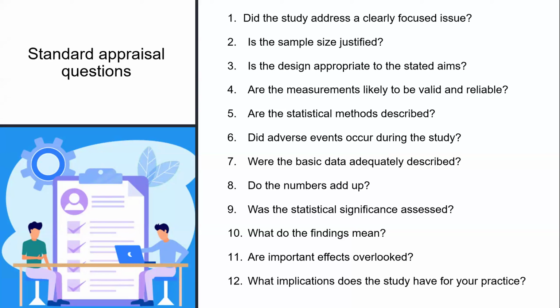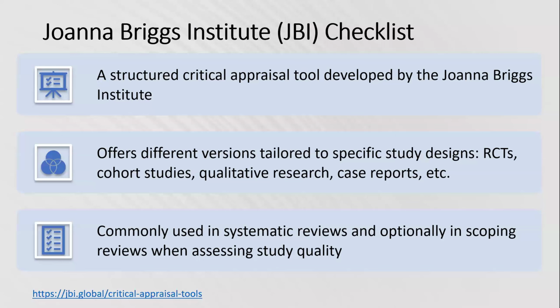That means they might mention 120 samples they had taken in the initial stage, but in the analysis they might miss some of the samples, and they will just mention that this many samples were included in the study. Then, was statistical significance assessed? What do the findings mean? Are important effects overlooked, or what implications does the study have for your practice? Now we will see the different checklists one by one.